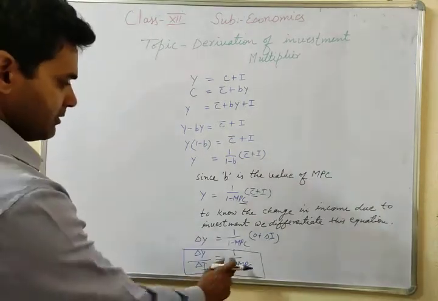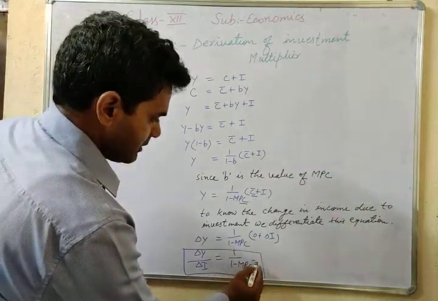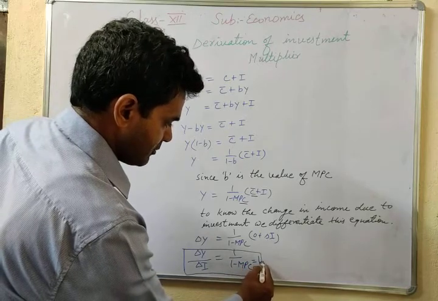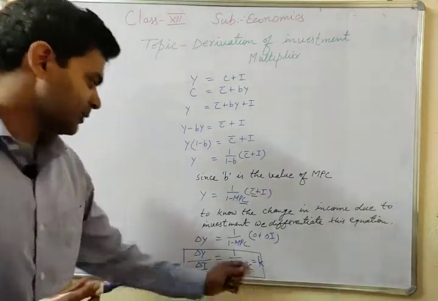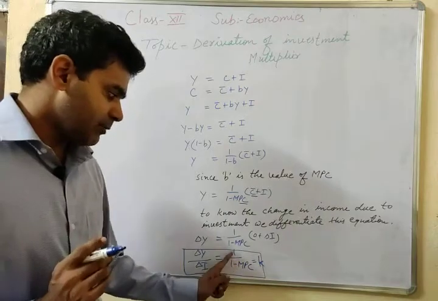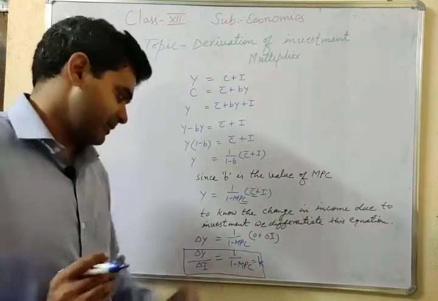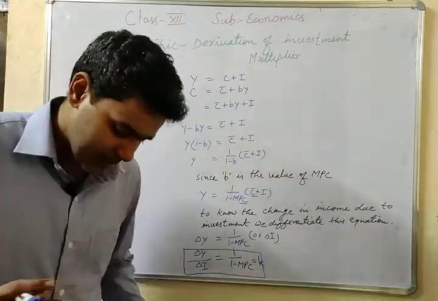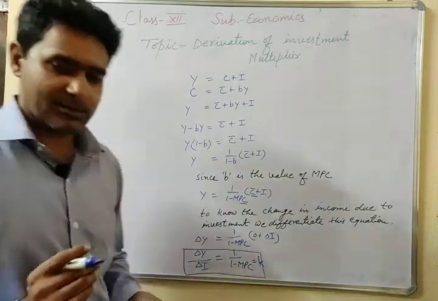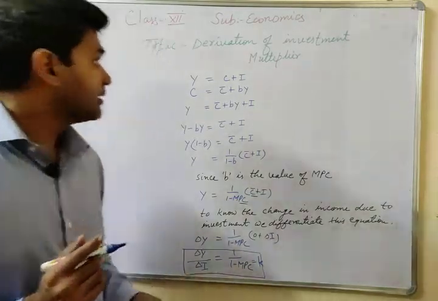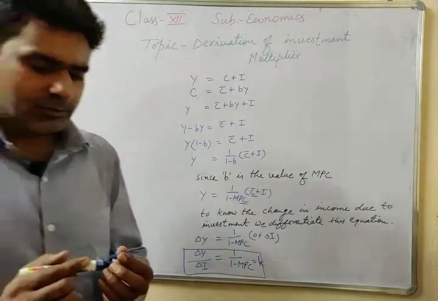Now we have one another formula, which is also equal to K. So for getting K, we have another formula, 1 upon 1 minus MPC, and delta Y over delta I. This we have discussed in previous class. Now you can pause the video to note it down.